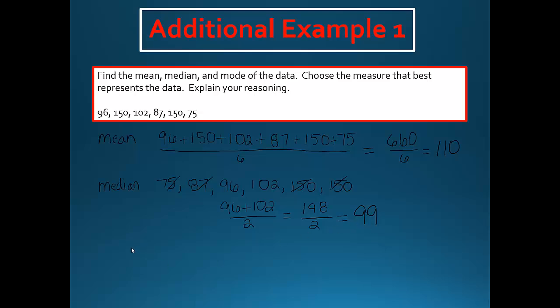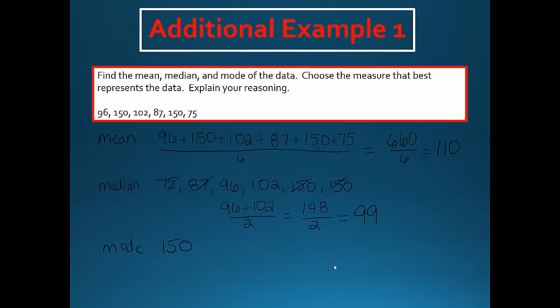Now we need to find our mode. The mode is the number that appears most often. If we look at the data that we have for median, we have an order from least to greatest. Every number appears one time except for 150. It appears twice. So our mode is 150.